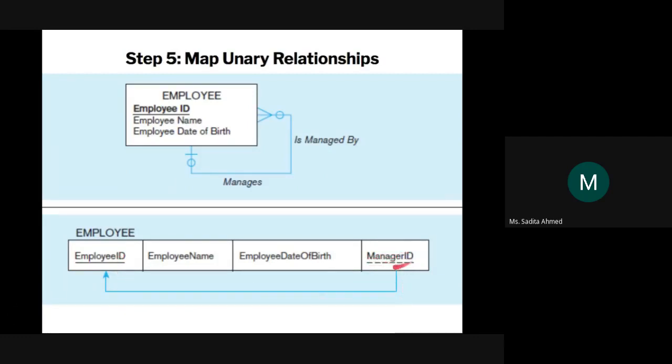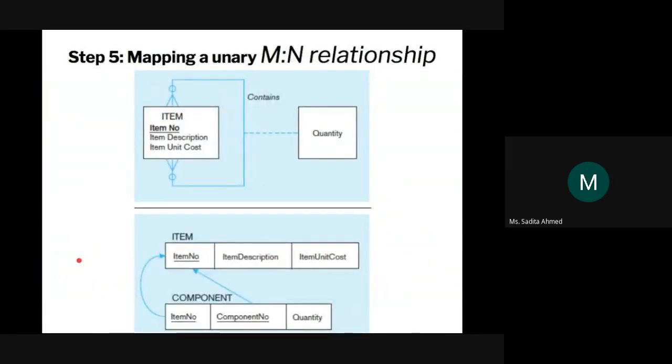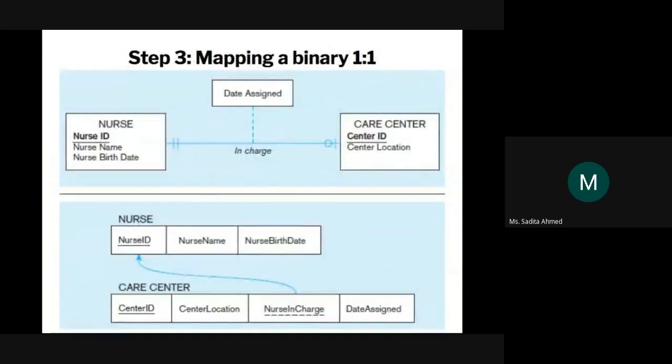How do we know that? Because of this dashed underline. And then who is it referencing? It's referencing the employee ID primary key of the same employee relation. That works. But if it's many to many, it's not going to work. The same solution will not work. For many to many, just how we have done previously for many to many relationships.